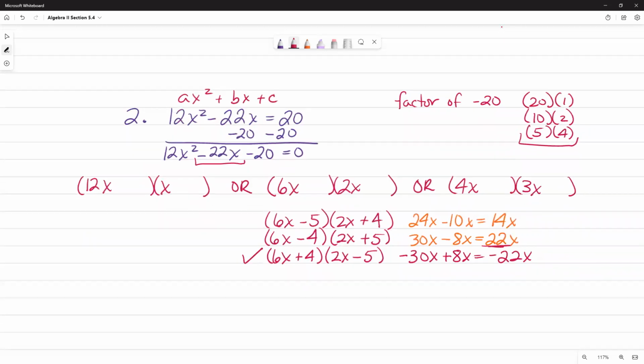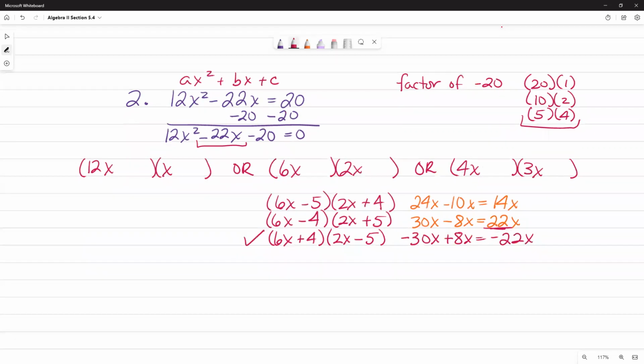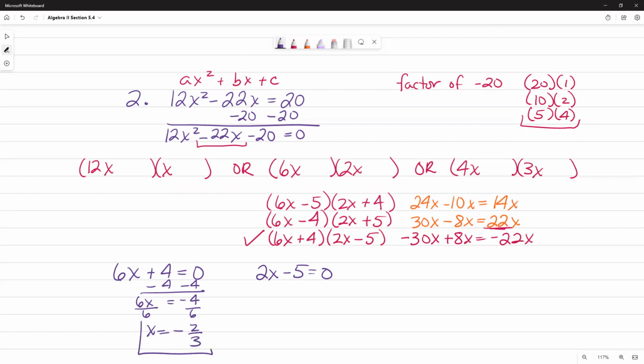So this is the factored form of my original quadratic trinomial. Okay, so now that I've figured out the factored form, now I need to solve it. So we have, go back to dark, we have 6x plus 4 equals 0, and we have 2x minus 5 equals 0. And so I just solve 6x equals negative 4, divide by 6, x equals negative 2/3 once reduced to lowest terms.